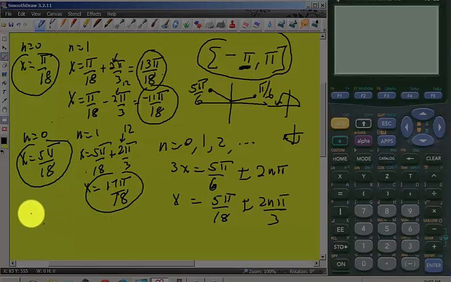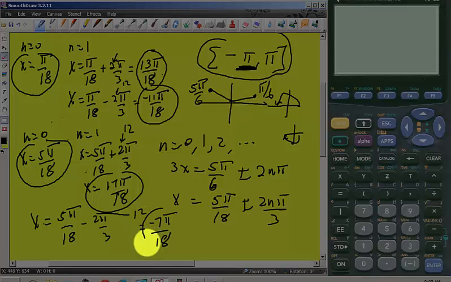I'm going to go to the negative direction. X is equal to 5 pi over 18 minus 2 pi over 3. Again, that turns into 12. So I have a 5 minus 12, which is negative 7 pi over 18. That's still inside that negative pi, so I keep that. And then when I go n is equal to 2, it becomes too big, so I can stop there. So I have 1, 2, 3, 4, 5, 6 solutions.